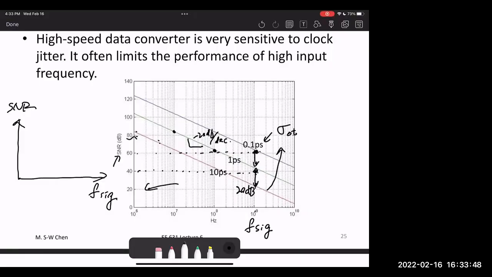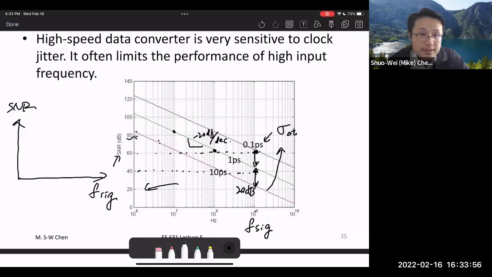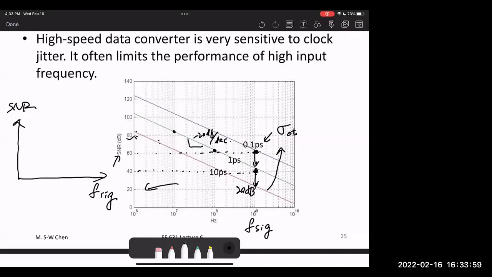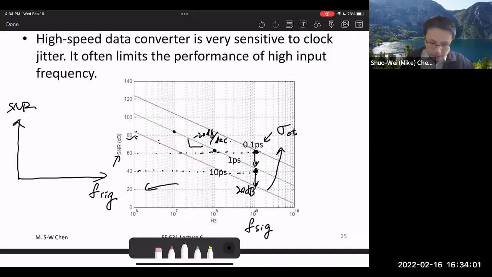Well, the SNR should deteriorate with the frequency, like it should be a line going down, basically. Right. So when the signal frequency is low, certainly you understand that there's going to be a trend line here because of the jitter. So whatever jitter, that will be bounded.